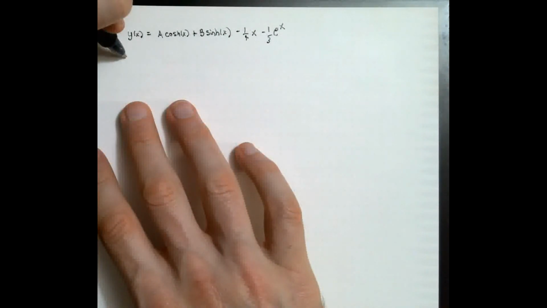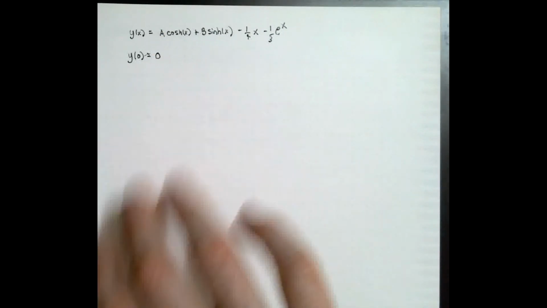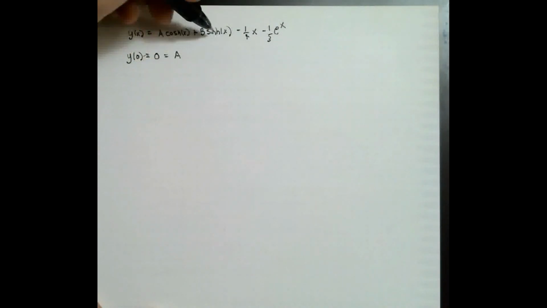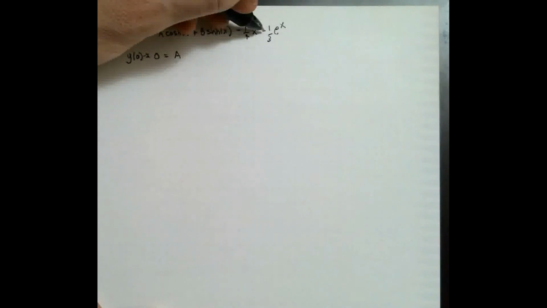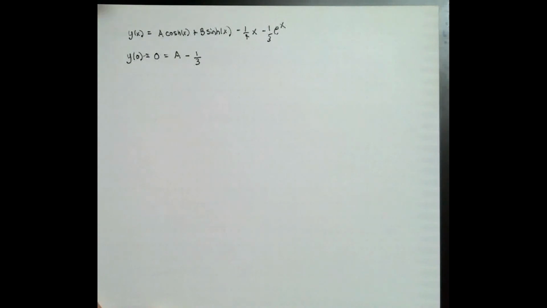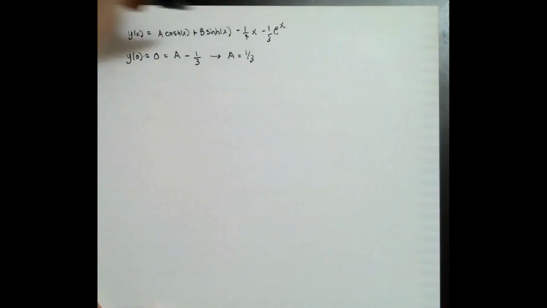So now we're going to evaluate at x equal to 0, and we want that to equal 0. That's a condition that was given to us. It's an initial condition. So if you plug in x equal to 0 into cosh, that gives you 1. So you'd have a. Sinh of 0 is 0. And I have 1/4 times 0 minus 1/3 e to the 0, which is just minus 1/3. So that immediately tells you that a has to be chosen to equal 1/3. If you don't choose a to be 1/3, you will not satisfy that initial condition.